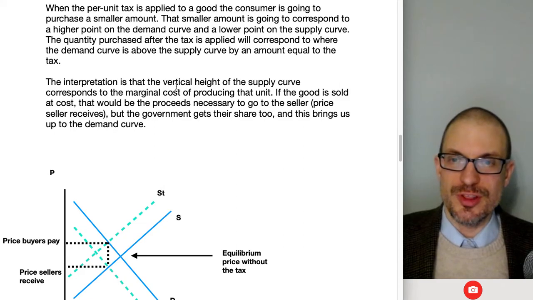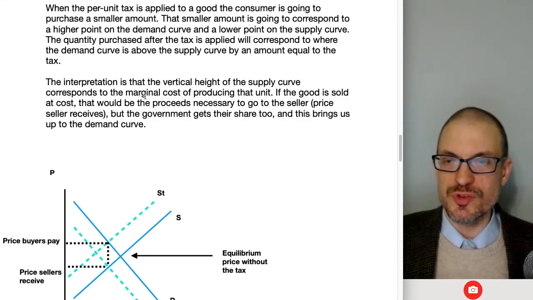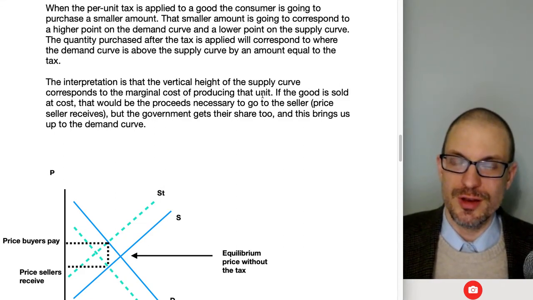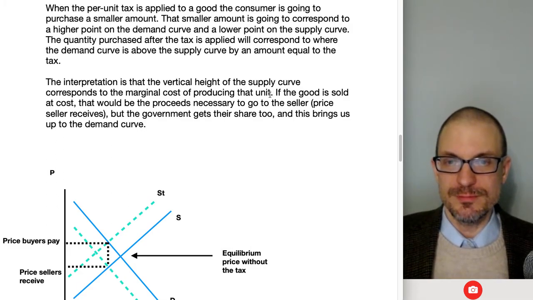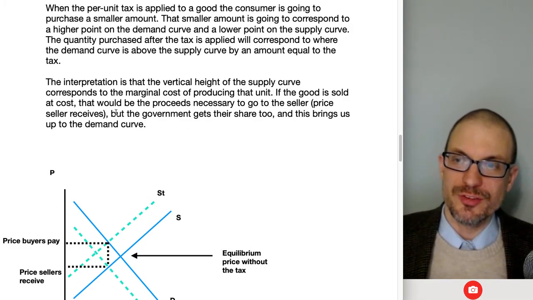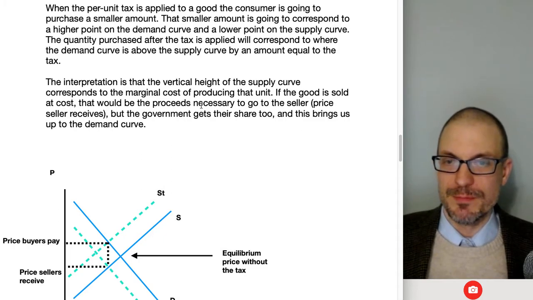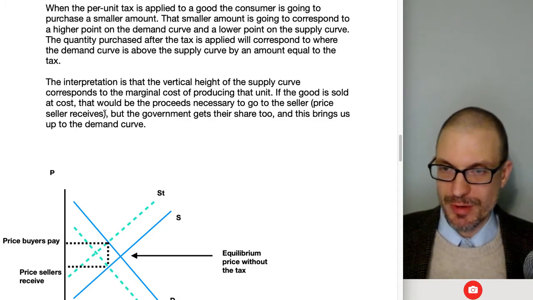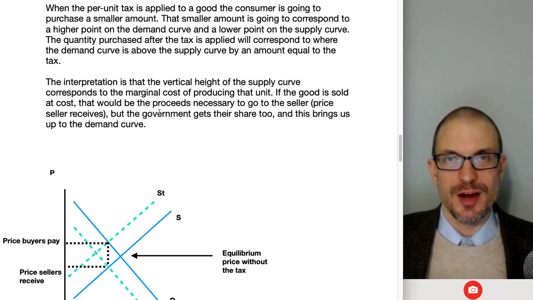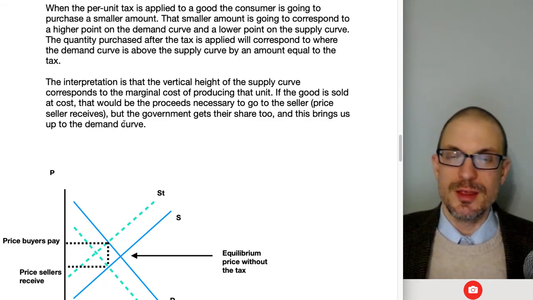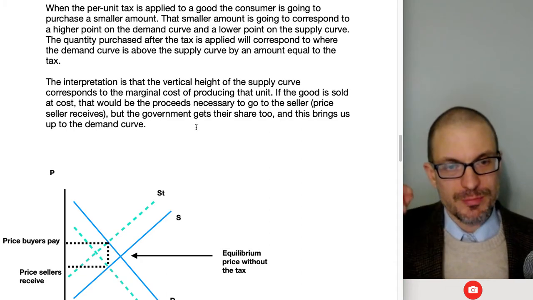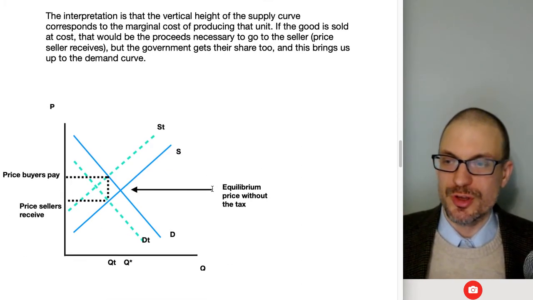The interpretation is that the vertical height of the supply curve corresponds to the marginal cost of producing that unit. If the good is sold at cost, that would be the proceeds necessary to go to the seller. If we sold the good for exactly the marginal cost, that would exactly cover the seller's cost of producing. Government gets their share too. That brings us up to the demand curve. So let me talk about this in terms of the graph.